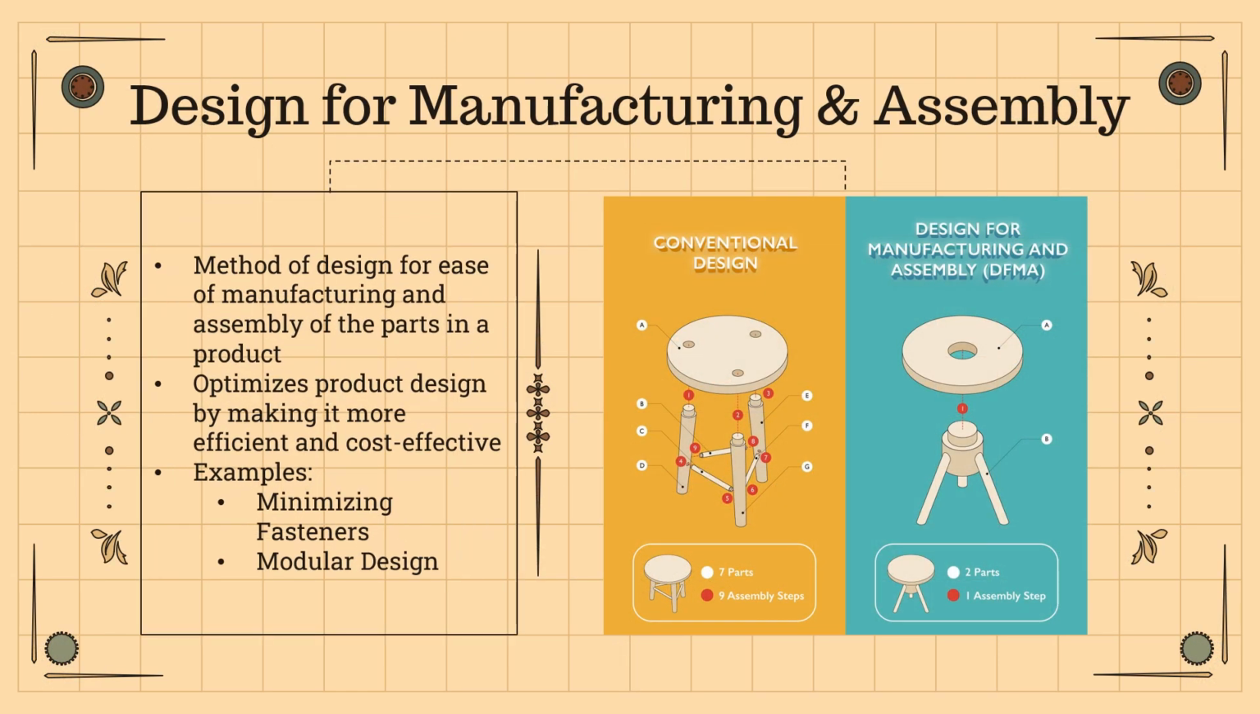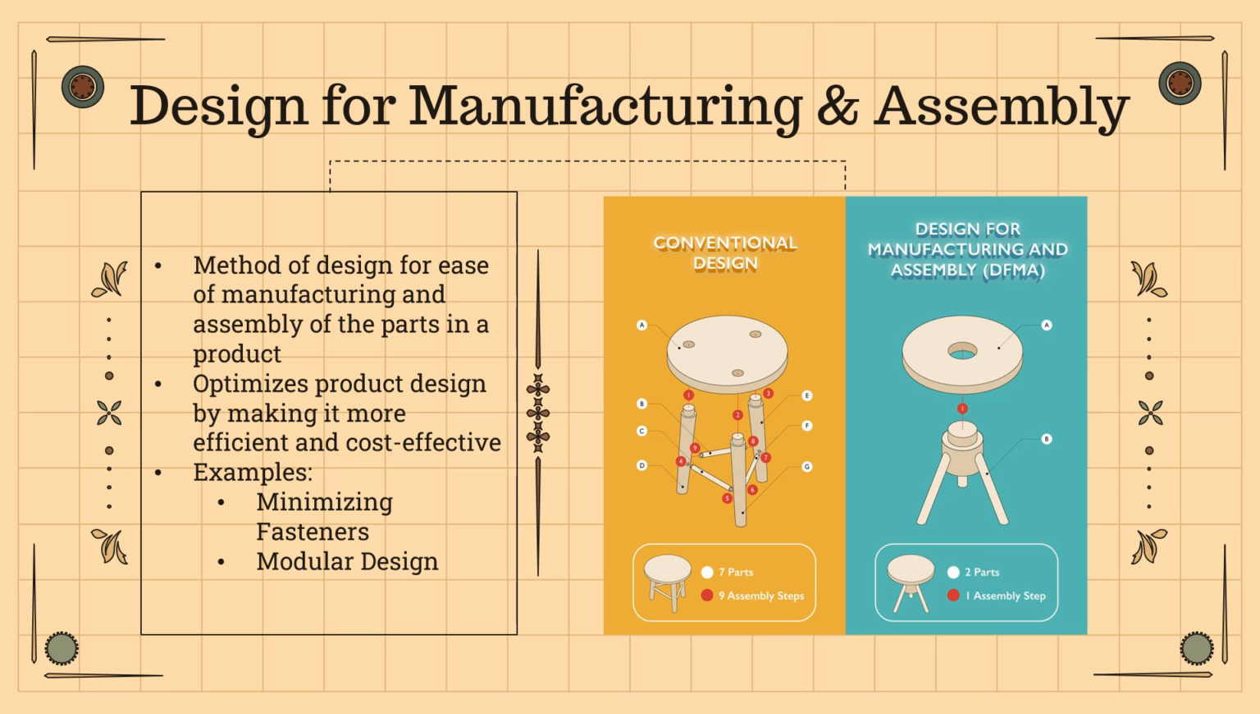Design for Manufacturing and Assembly is a method of design for ease of manufacturing and assembly of the parts in a product. It is important because it optimizes product design by making it more efficient and cost-effective. Some examples include minimizing fasteners and using a modular design. Minimizing fasteners means that there's less work to put it together and less product being used, and a modular design just overall improves the ease of the manufacturing process.